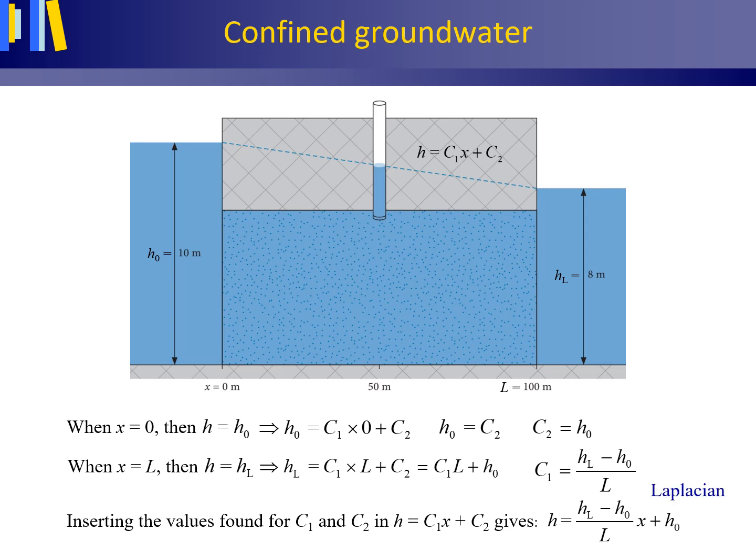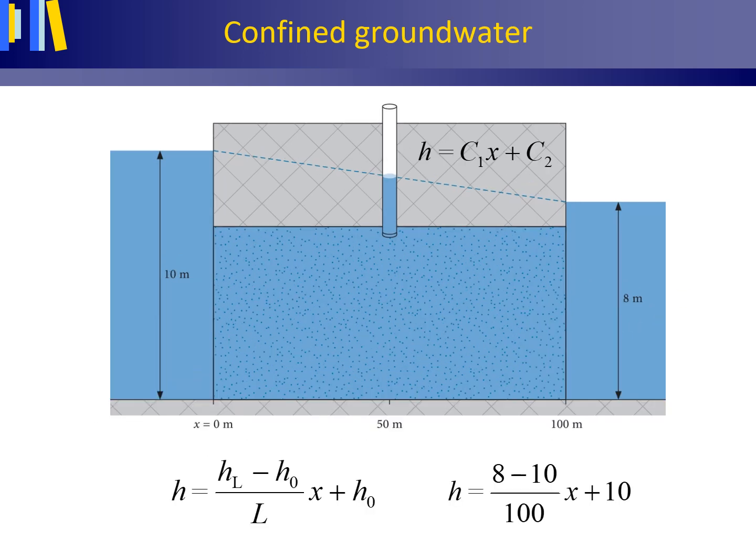Also, this equation, derived from combining Darcy's law, the flow equation, with the continuity equation for steady groundwater flow, is called a Laplacian, after the French astronomer and mathematician Pierre-Simon Marquis de Laplace. When H0 is taken as 10 meters, L as 100 meters, and HL as 8 meters, this equation could also have been written as stated here.